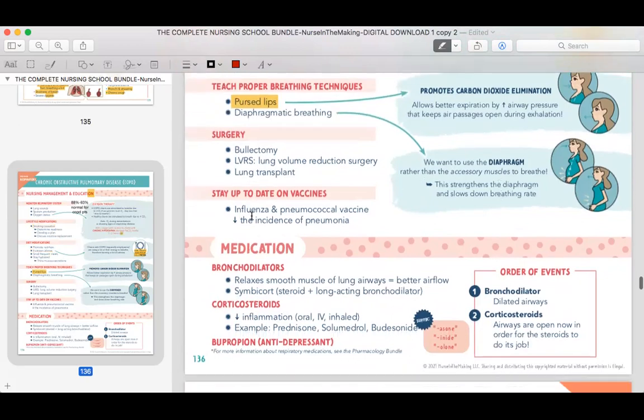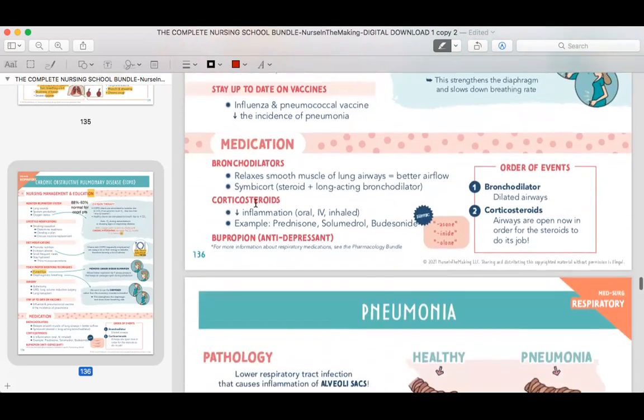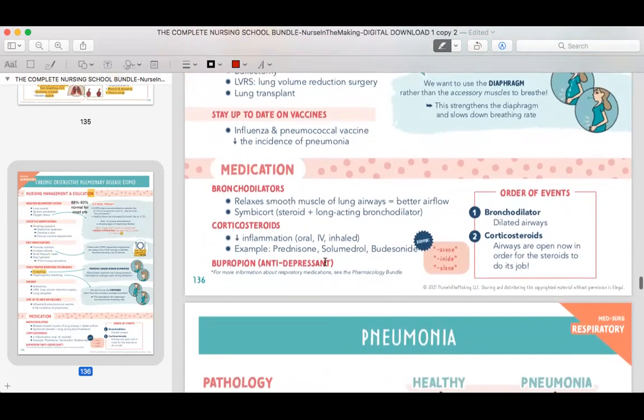Stay up to date with your influenza and pneumococcal vaccine, please. You can do your bronchodilators, corticosteroids, all this. But first, you want to take your albuterol. That's your rescue inhaler, right? Albuterol first. Then you can do your ipratropium, which is an anticholinergic.